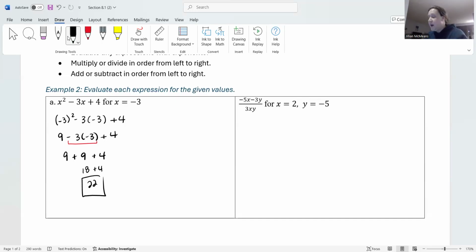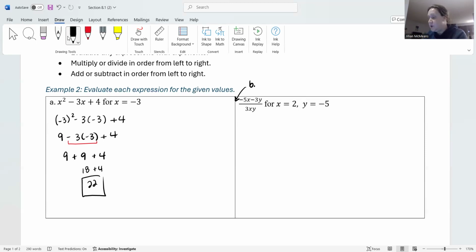Okay, now for part B, I forgot my part B. It's like I never notice my typos until I'm in the middle of the video and then I notice my typos. So we have negative 5x minus 3y divided by 3xy, and we want to evaluate this for when x is 2 and y is negative 5.